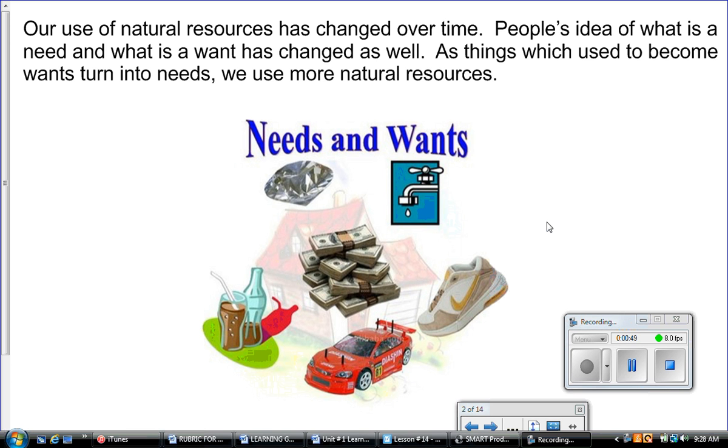At one time, a computer was considered a want. A cell phone was considered a want. You did not need those things. But today, it's becoming increasingly apparent that people really do need a computer and they really do need a phone in order to continue some of their day-to-day activities.